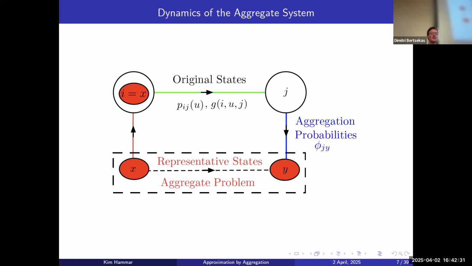And before I formulate this aggregate problem in detail, let me just pause here if there's any question about this slide so far. Because if you understand this slide, this is kind of the core of the aggregation methodology.